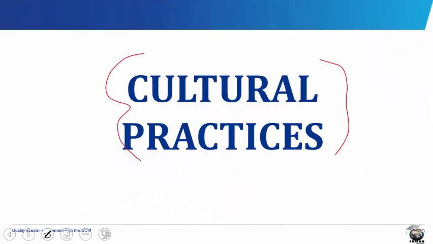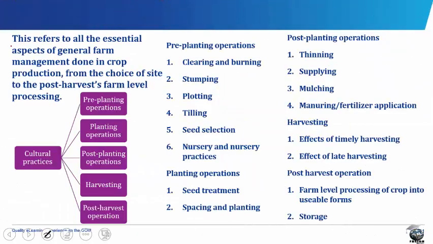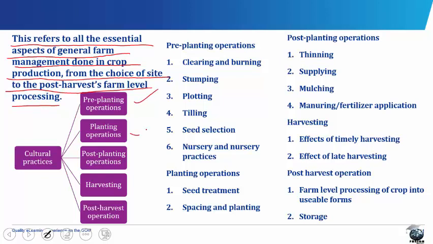Cultural practices. This refers to all the essential aspects of general farm management done in crop production, from the choice of site to the post-harvest farm level processing. They include the pre-planting operations, planting operations, post-planting operations, harvesting, and post-harvest operations.